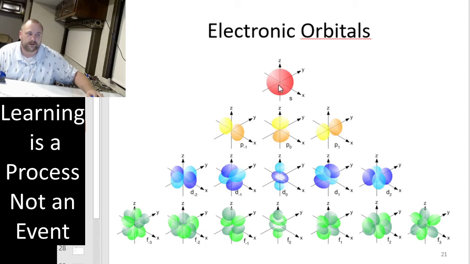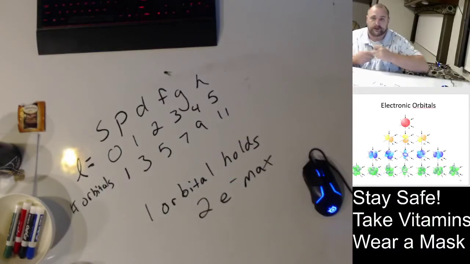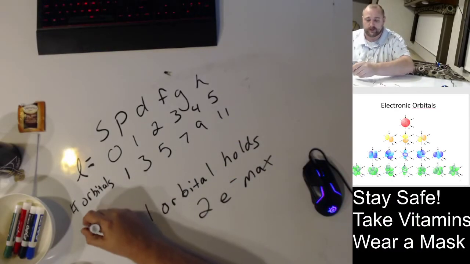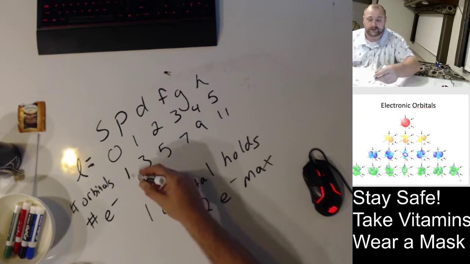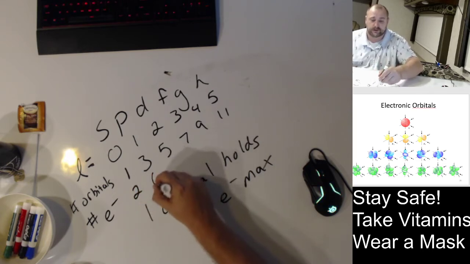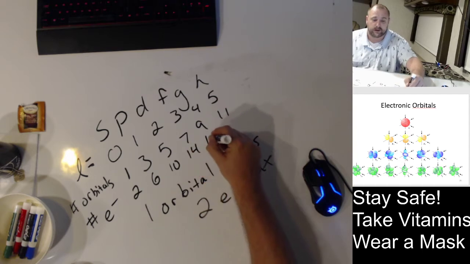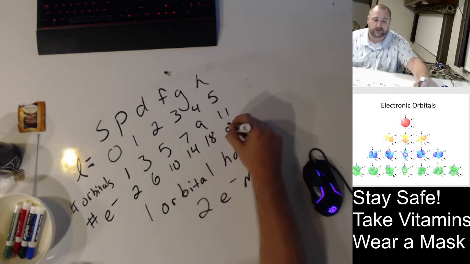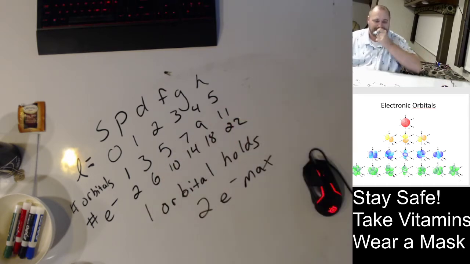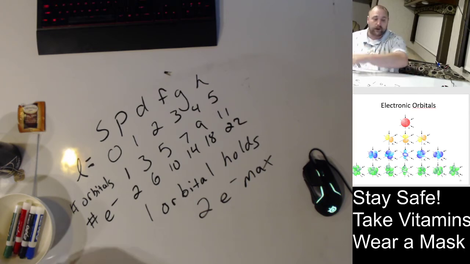That means for the S's, only 2 can fit in there. For the P's, 2 can fit in this picture, 2 in this picture, and 2 in this picture. That would be 6. So when I come back over to my chart, the S's can hold 2 electrons, the P's can hold 6, the D's can hold 10, F's can hold 14, G's 18, and 22, and so on. We keep carrying that out.